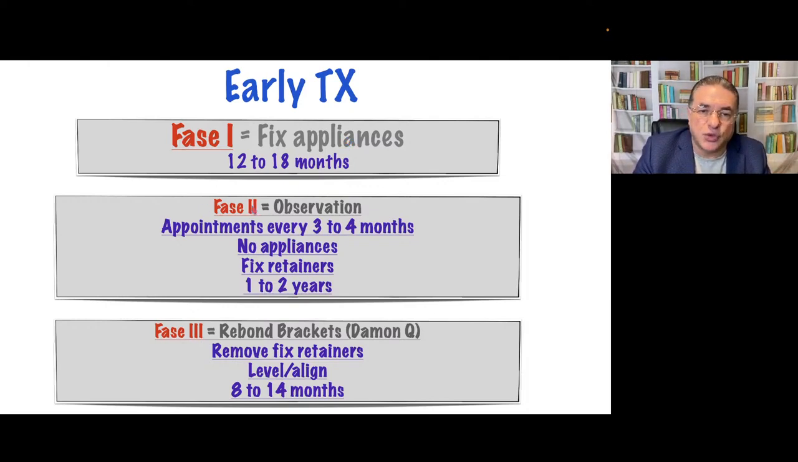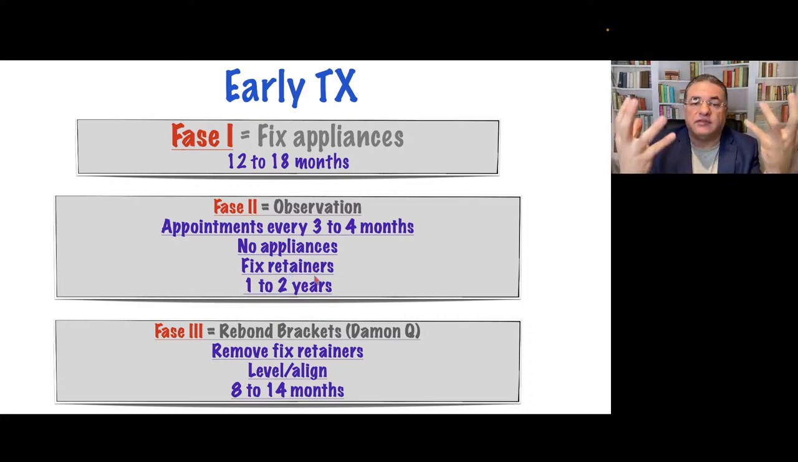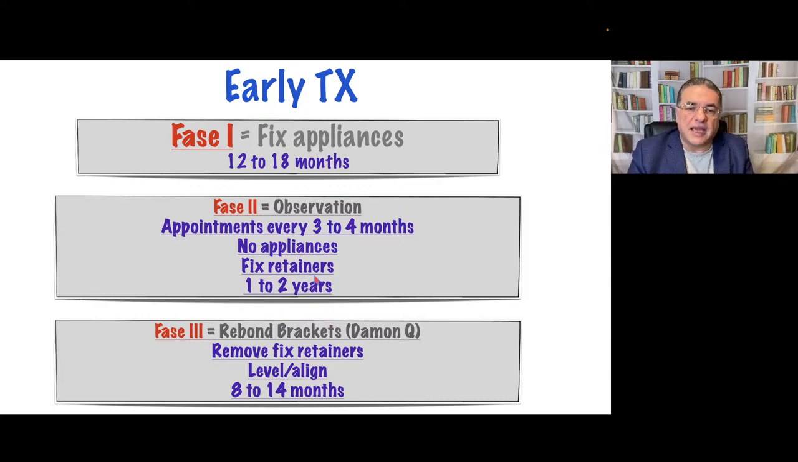This is the phase 2. I place fixed retainers over the upper 4 incisors and lower 4 incisors, and I will keep the patient just in observation between 1 or 2 years, waiting for the eruption of the bicuspids and cuspids.